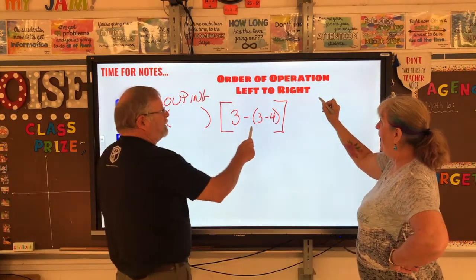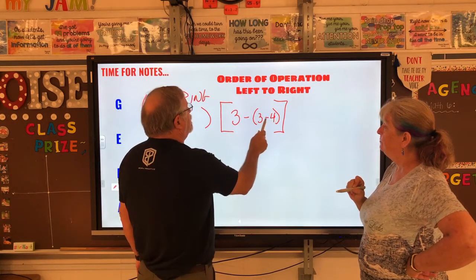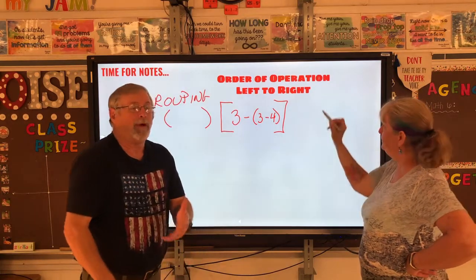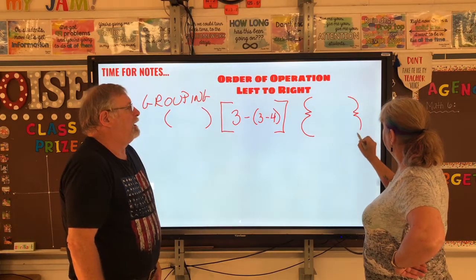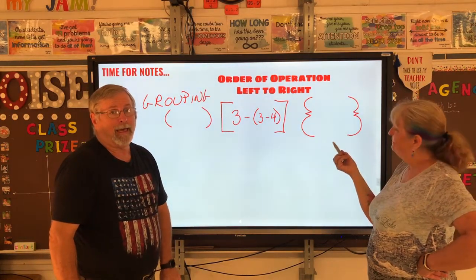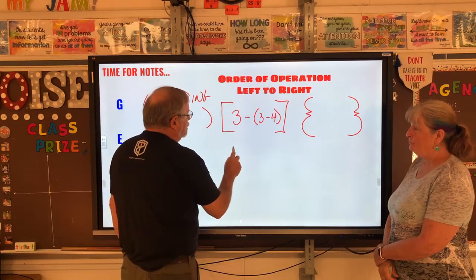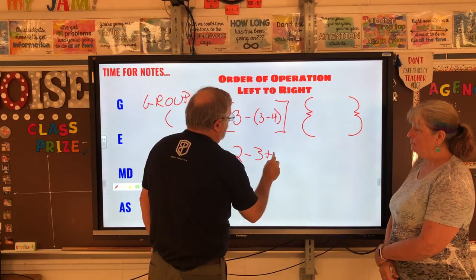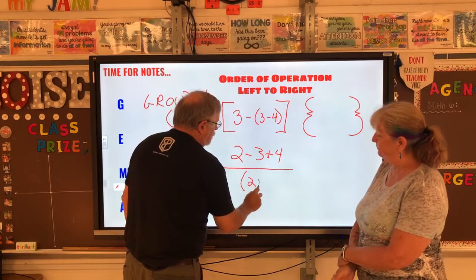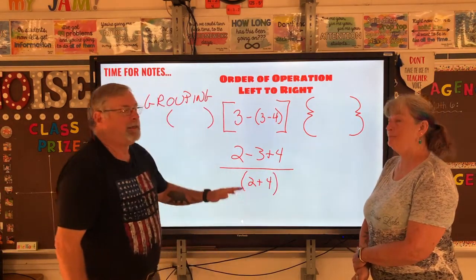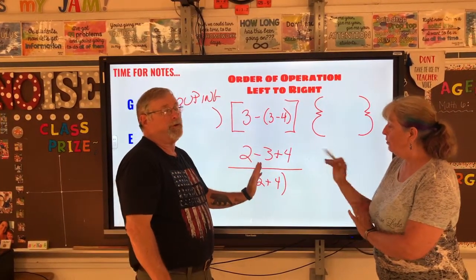One thing to think about is you still follow the order of operations inside your grouping, so you would do this first, and then you would do that. We also use another grouping symbol, and then the last grouping symbol I'm going to write down here is the fraction bar, because this tells you that you have to do everything on top and then do everything on the bottom before you can do the division.